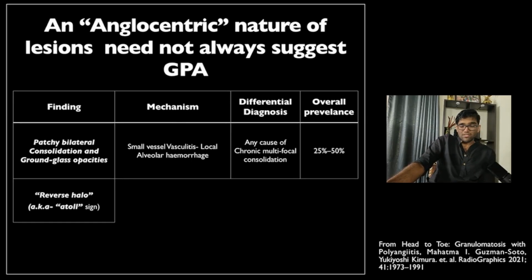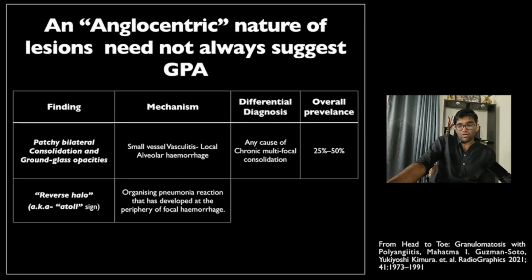The second thing is the reverse halo sign or the atoll sign. That is the presence of ground glass opacity surrounded by consolidation. This could be the presence of organizing pneumonia-like reaction developing at the periphery of focal hemorrhage, but naturally it could also just be organizing pneumonia. There may not be any hemorrhage. So again, the reverse halo sign is actually an uncommon finding in patients with GPA.